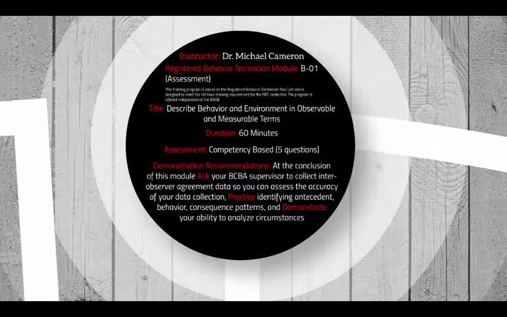With respect to a demonstration, at the end of the module, I recommend that at the conclusion of this module, you ask your BCBA supervisor to collect inter-observer agreement data so that you can assess the accuracy of your data collection. So that will involve both you and the BCBA supervisor observing the same person, using the same operational definition of a behavior you may be observing, and then comparing notes at the end to ensure that you are accurately recording and that the way that you recorded is consistent with the way the BCBA supervisor was recording.